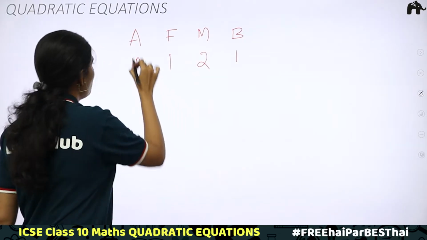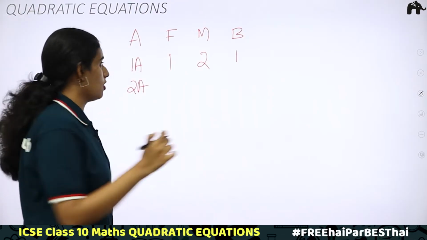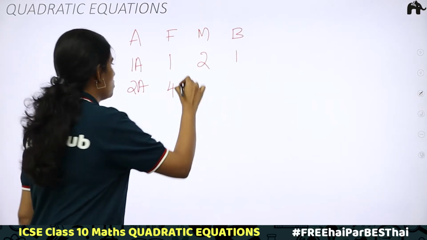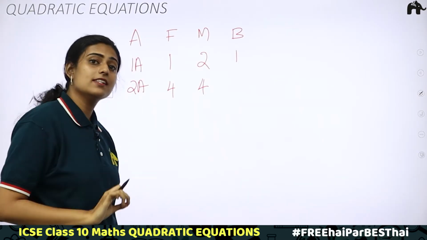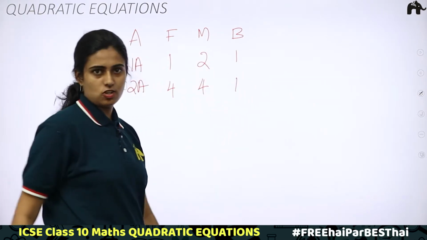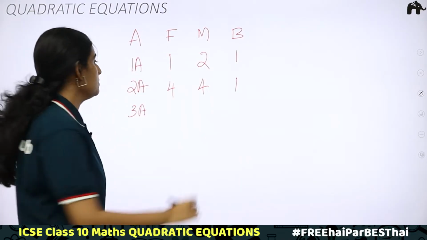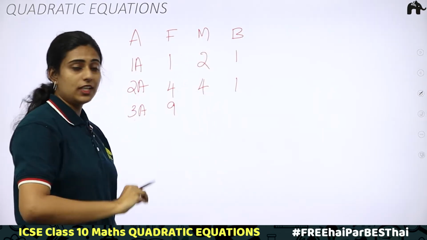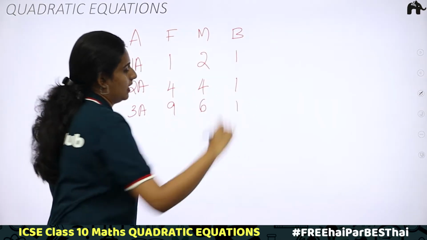Now, if he gets 2 A grades, father will be giving 2 square number of chocolates. 2 square is 4. Mother will be giving him 2 into 2 number of chocolates, that is 4, 2 times the number of A grades he gets. And brother will give him only 1 chocolate. If he gets 3 A grades, then father will be giving him 3 square, 9 chocolates. Mother will give him 2 into 3, 6 chocolates. And brother will give him 1 chocolate.